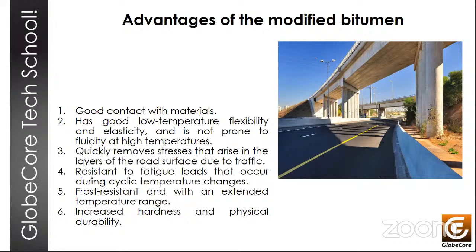It's rather frost resistant, and it actually has an extended temperature range for operation without destruction. It has increased hardness and physical strength as well. So the issue of getting bitumen with the required properties is relevant even now, because grades of road bitumen do not meet the requirements of road construction in terms of low temperature crack resistance, heat resistance, elasticity, adhesion to materials, especially with respect to the surface of mineral materials from acidic rocks, and aging resistance too.